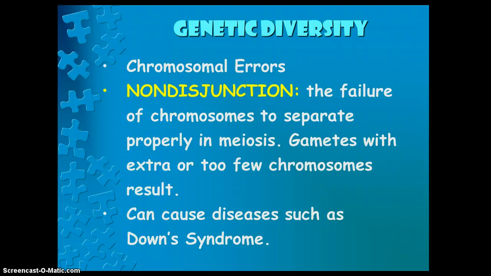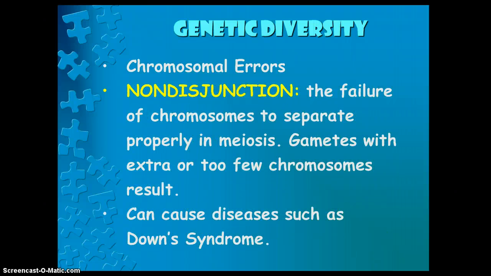Genetic diversity. So chromosomal errors such as non-disjunction, the failure of chromosomes to separate properly in meiosis. Gametes with extra or too few chromosomes result and can cause disease such as Down syndrome.